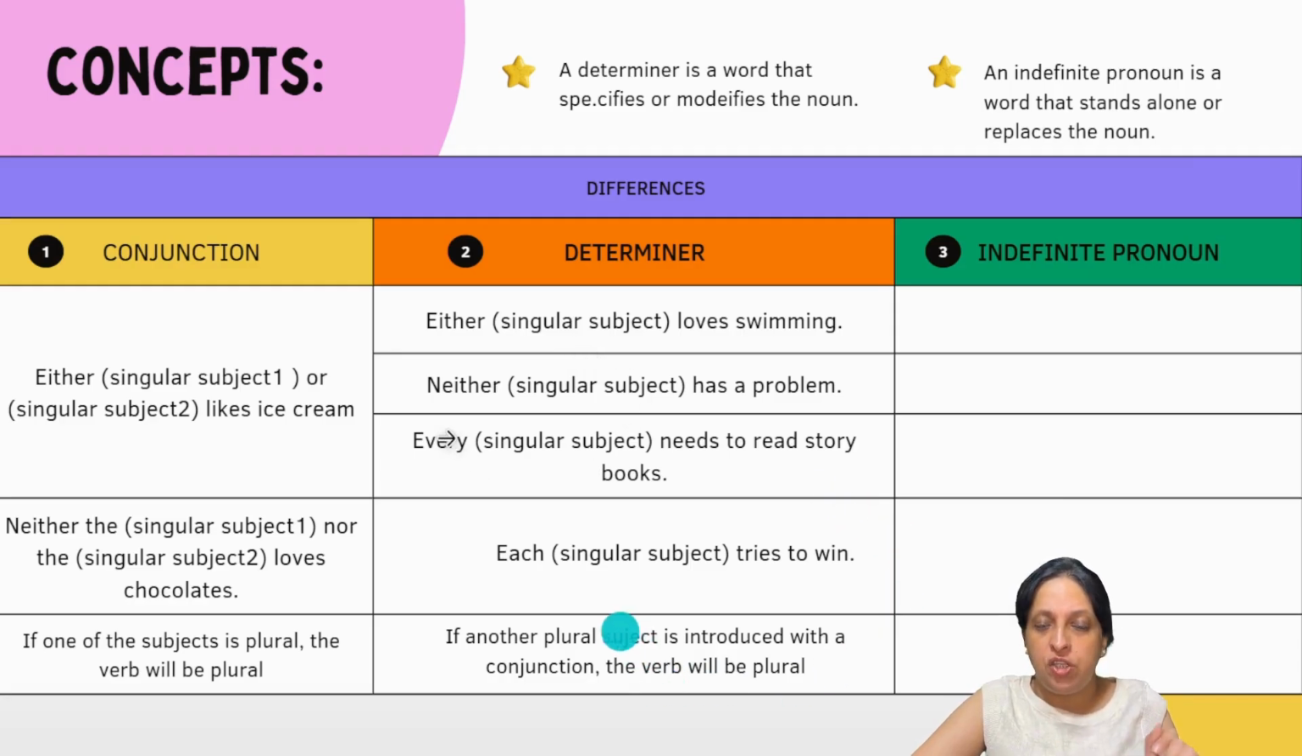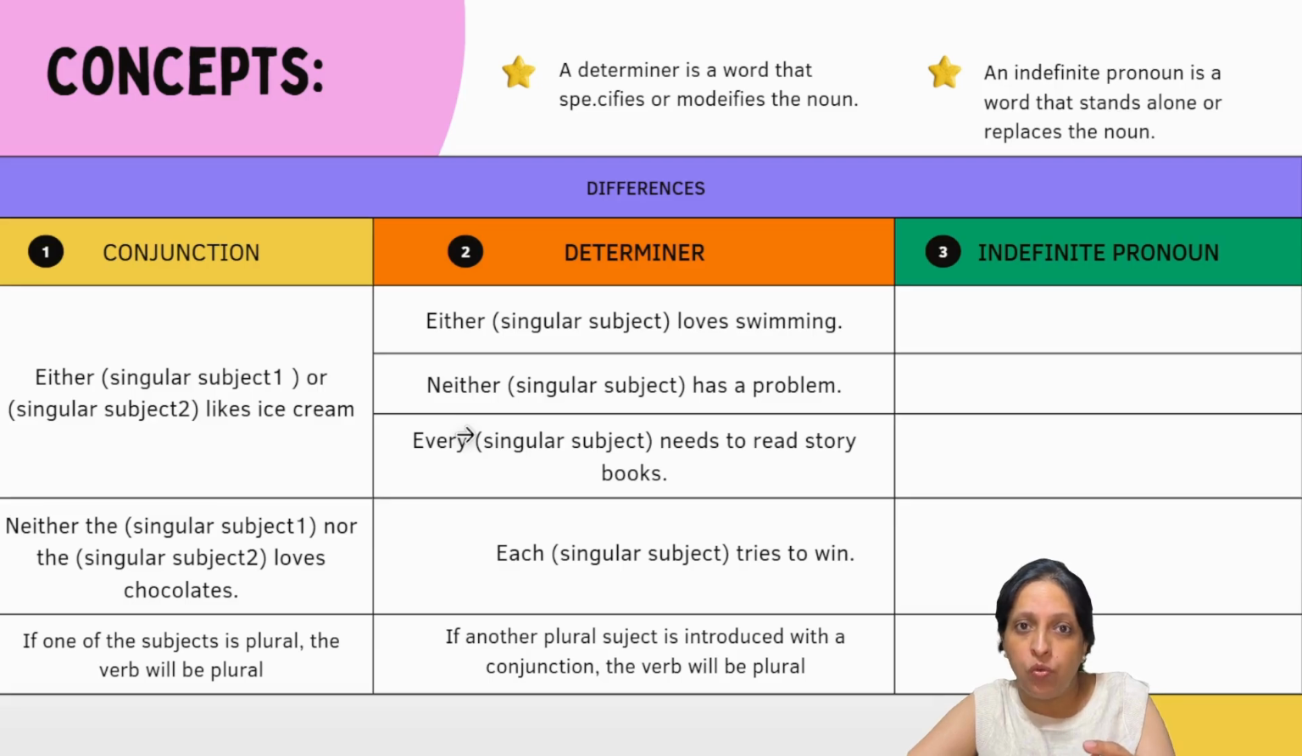Next, each. Each, how can it be used as a determiner? After each, there will always be a singular subject because each means if there is a room full of people, I'm referring to every one of them individually. So for example, there are three or four boys or girls. I'm referring to them that each boy tries to win, or each one tries to win, or each girl tries to win. So what happens? I'm referring to them singularly.